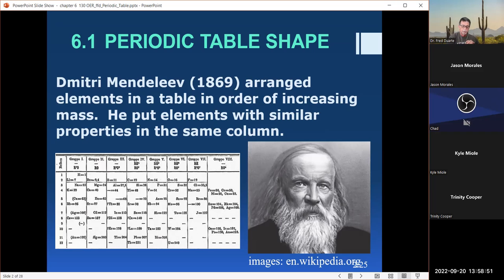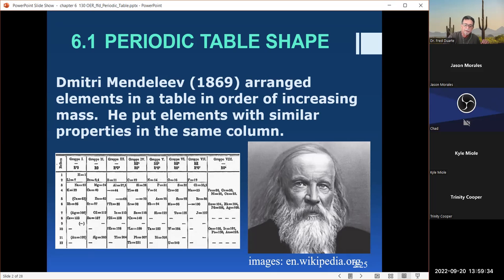Okay. He also had a lot of holes, empty slots in his table, which he predicted would be other elements. And sure enough, other scientists jumped in there and were discovering elements left and right based on his initial periodic table, because he predicted that there should be element X here. What amazes me about all this is, keep in mind 1869, with respect to the type of equipment they had to work with, a lot of this was the powers of observation and deductive thinking.